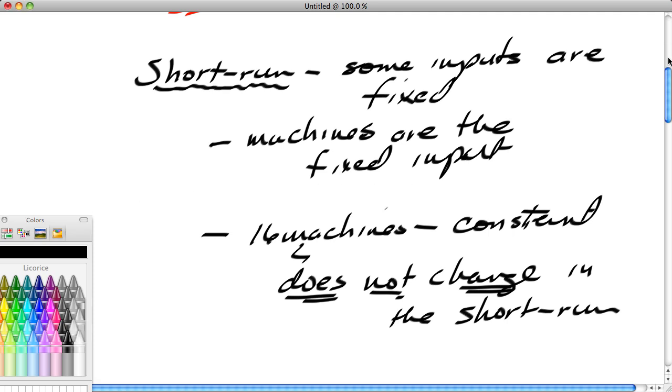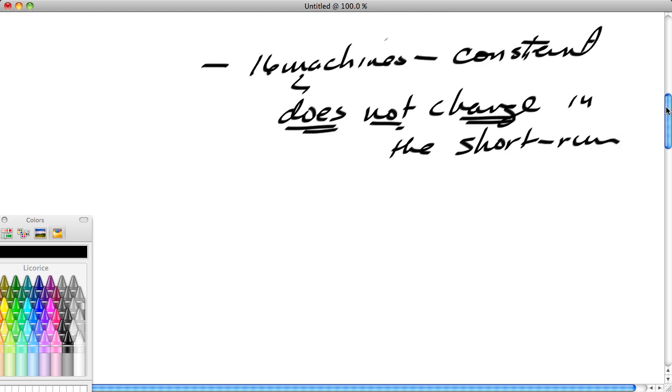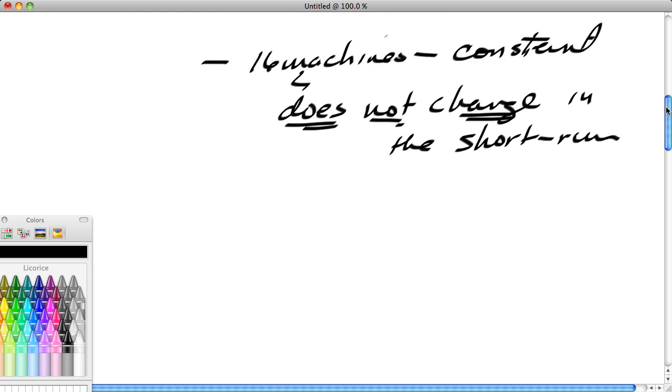If it sounds like I'm repeating myself, I am, because people forget this all the time. It's amazing as a teacher to see what people think sometimes, and it's quite common for students to forget in the middle of this problem that the number of machines has been held constant.